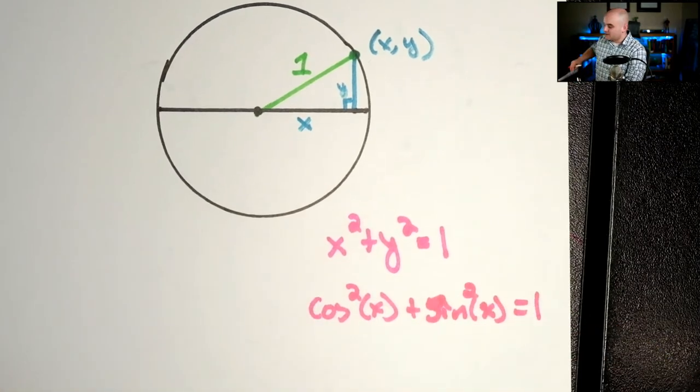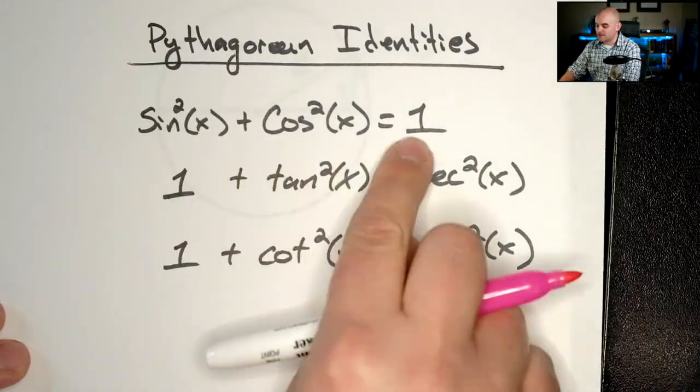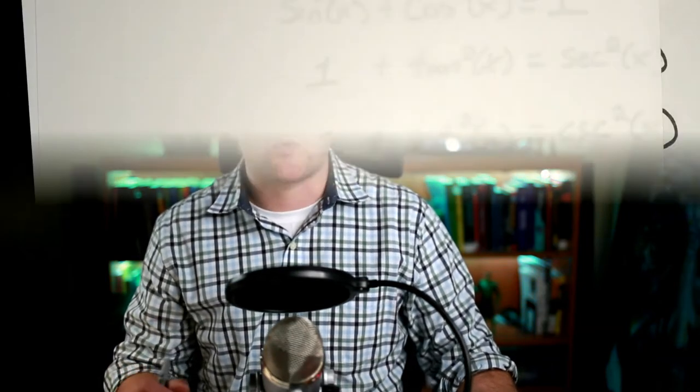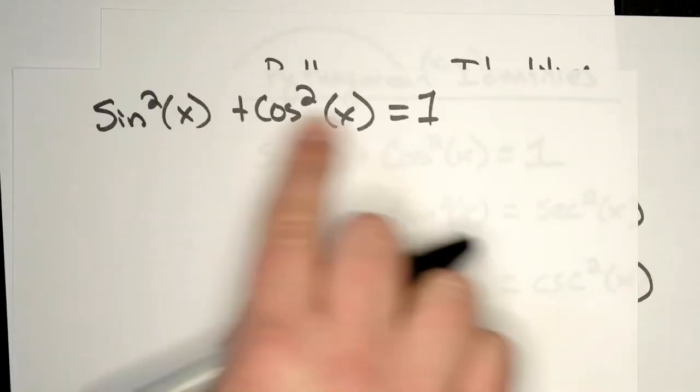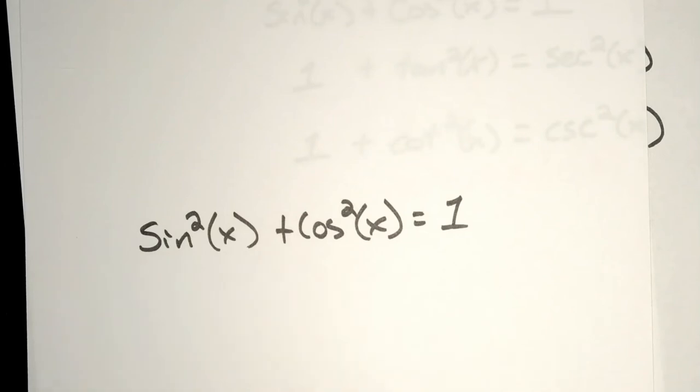Hey, guess what? That is our first Pythagorean identity. If you can have that first Pythagorean identity memorized, sine squared plus cosine squared equals 1, you can come up with the other two Pythagorean identities. Let me show you how. The first thing I want you to do is write out that first one twice. So we're going to write out one up here at the top and one at the bottom, and we can come up with the other two identities.